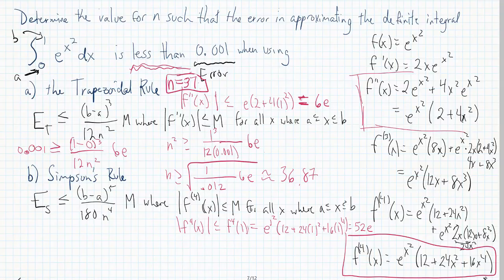Sorry if I caused any confusion. I got a little ahead of myself there. And hopefully this will be cleared up on this one. So we have n equals 37 on the second one, the Simpson's rule one.